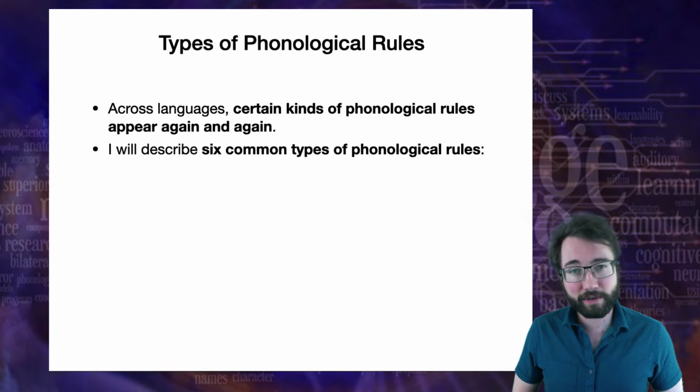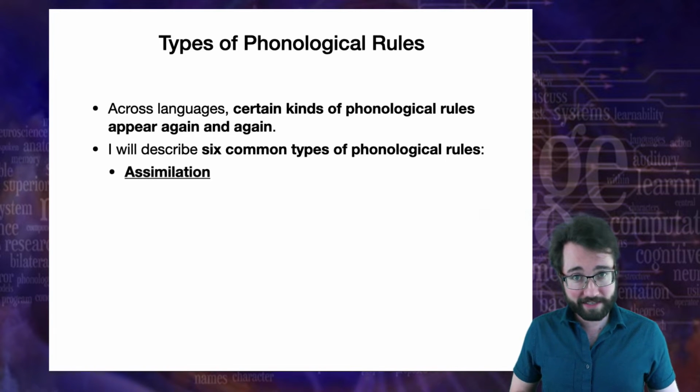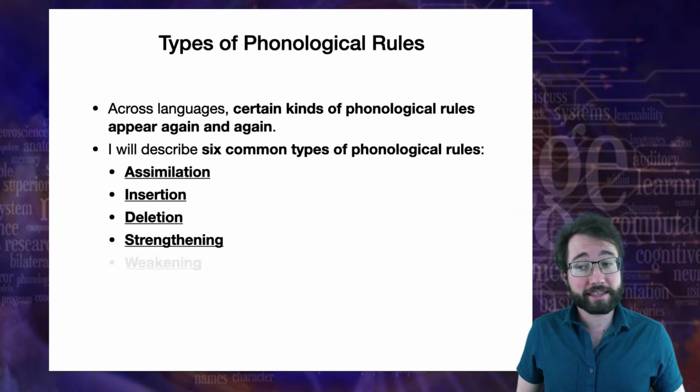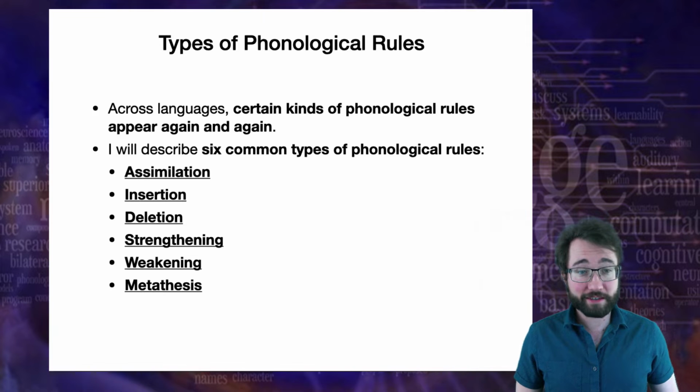I'm going to describe 6 common kinds of phonological rules. They are assimilation, insertion, deletion, strengthening, weakening, and metathesis. So let's take a look.